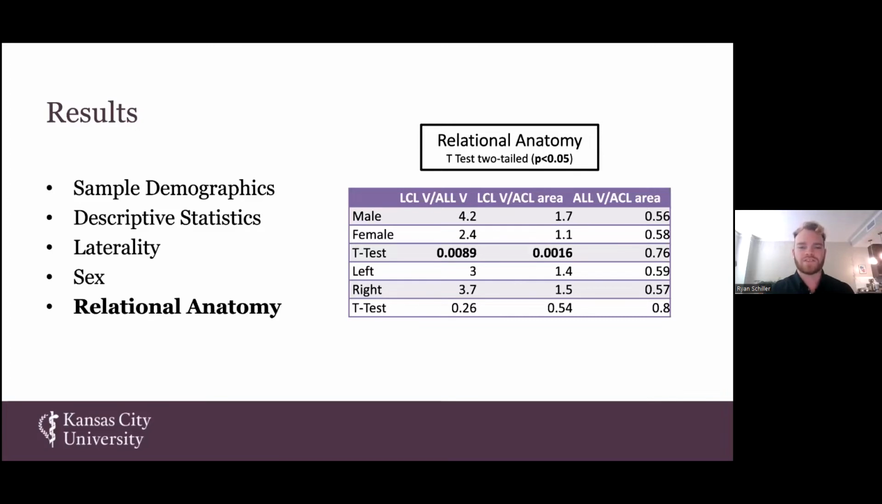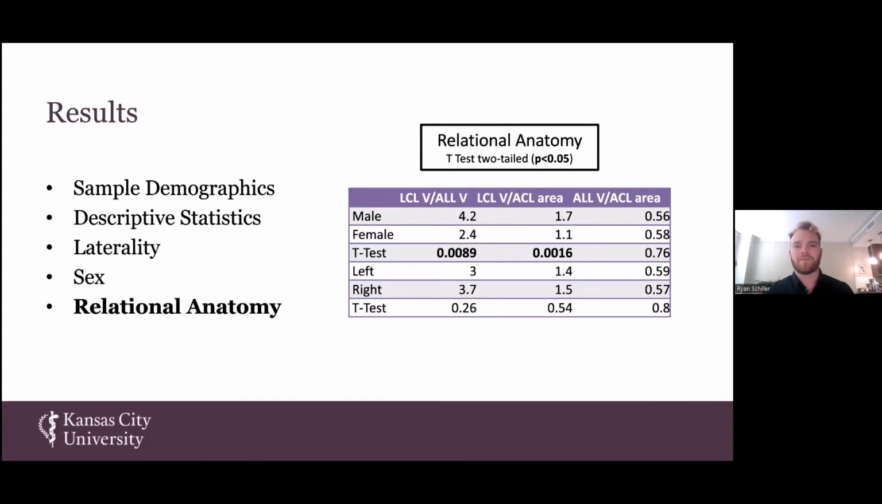And then we took all those ratios and we separated them into both male and female and right and left. And when doing laterality, we made sure that it was both the right and left side of that same cadaver to see if there was any difference between how these ligaments related to one another across those different variables. And you can see here that there was no difference between right and left with these relationship values, but for male and female, the males had significantly more LCL volume in relation to the ALL volume and ACL area than the females did. And it was nearly 2 to 1.